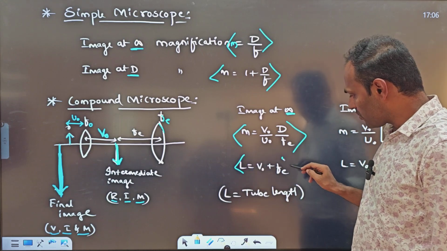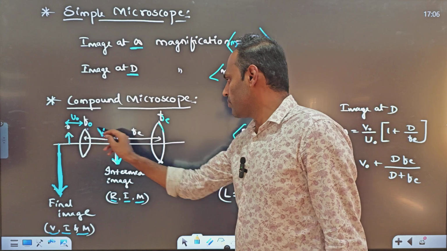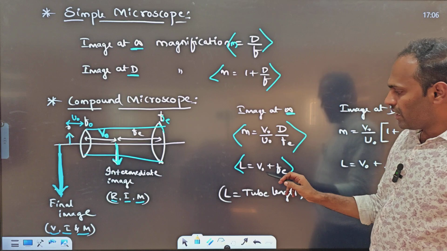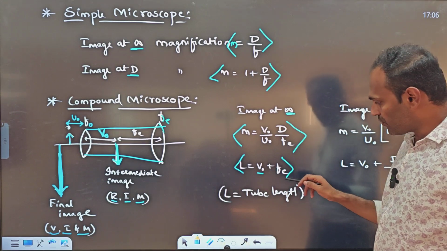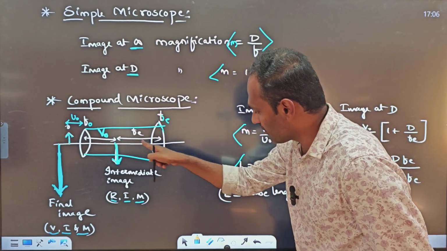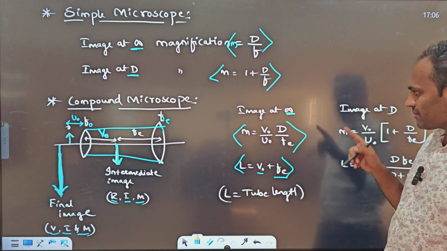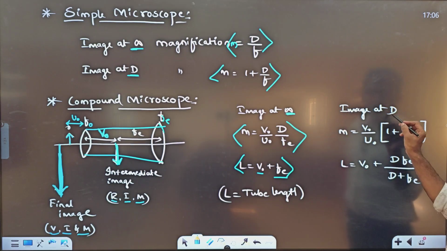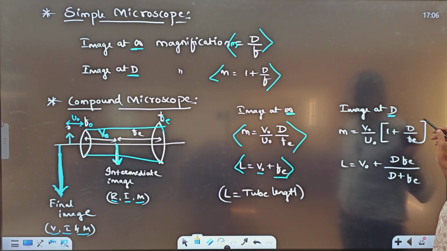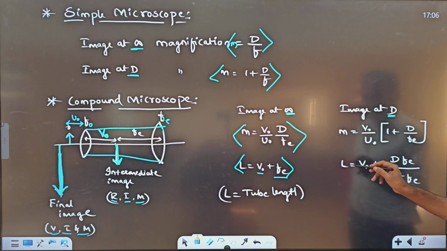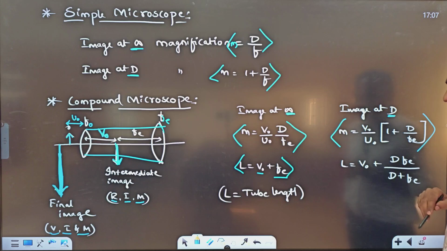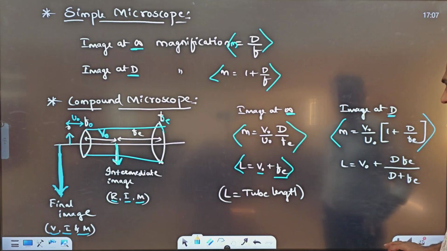Length of the tube: here we have a tube joining the two lenses. The length of that tube will be the image distance of the objective plus the focal length of the eyepiece. That is, VO plus FE is the length of the tube. Okay, this is when the image is formed at infinity. When the image is formed at D, magnification will be VO divided by UO into the bracket 1 plus D by FE, focal length of eyepiece, and length will be VO plus D FE divided by D plus FE. So you have to remember the magnification formulas here.